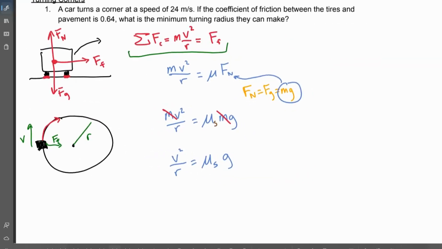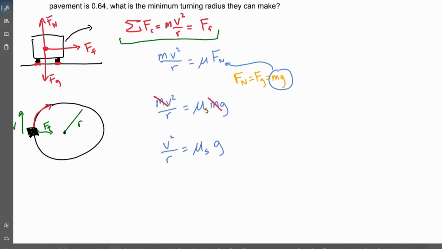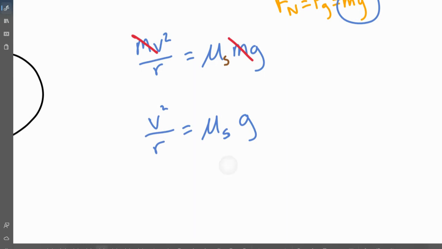All right. Well, I'm asking in this problem, what is the minimum turning radius they can make? So that means we're looking for r, the radius. Minimum turning radius is just how small the circle can be. To do so, let's multiply by r on both sides. So we'll get v squared equals r mu static g.